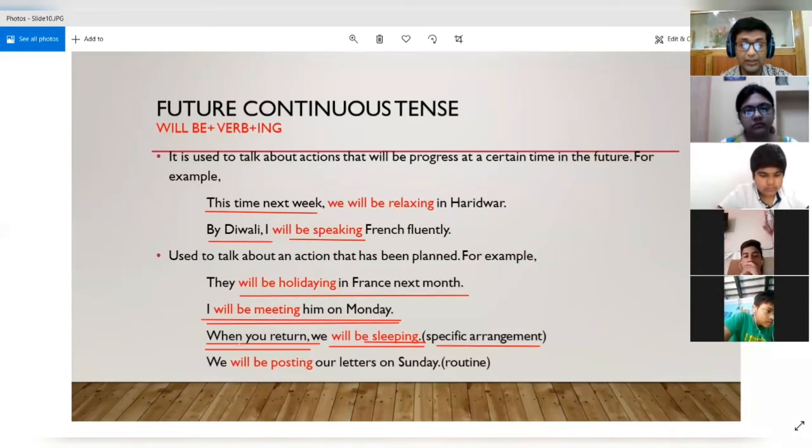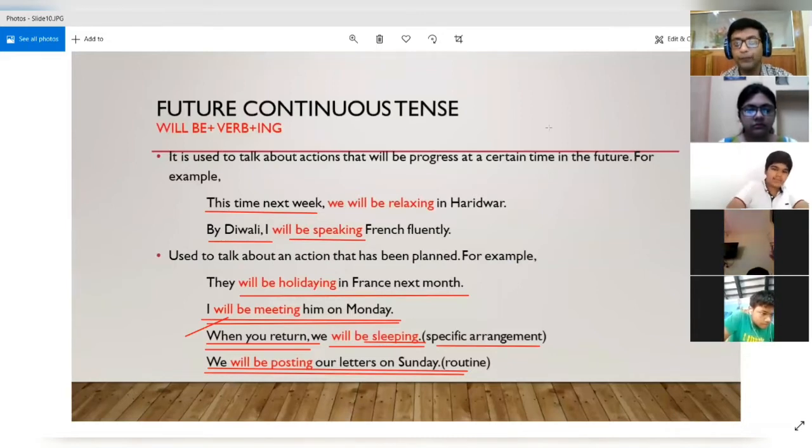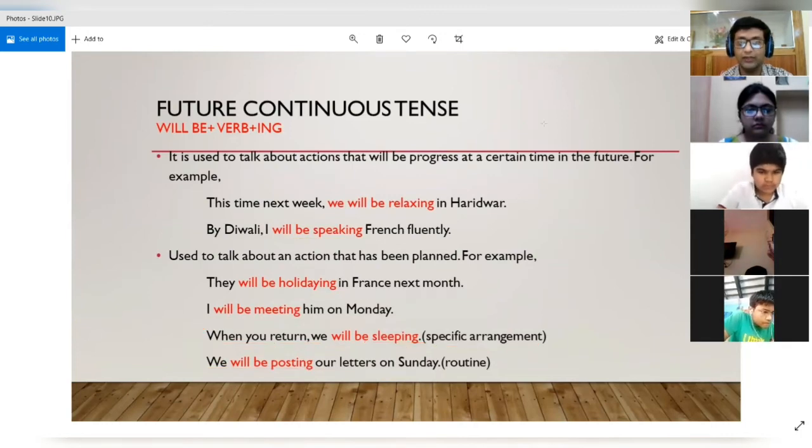And the last use is when there is some routine, then also we can use the future continuous tense. For example, we will be posting our letter on Sunday. So in this case, it means that we have a routine that whenever we post our letter, it is on Sunday. All right. So we have a habit of posting our letters on Sunday. So we will be posting our letters on Sunday. So whenever we have a habit or routine of doing something, then also we can use the future continuous tense and say it like this. Okay. So these are the uses of the future continuous tense.